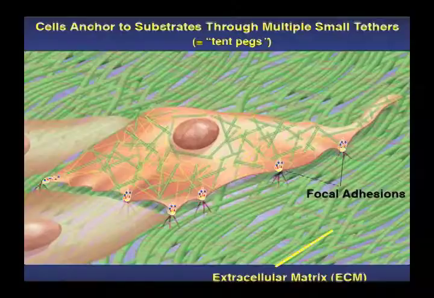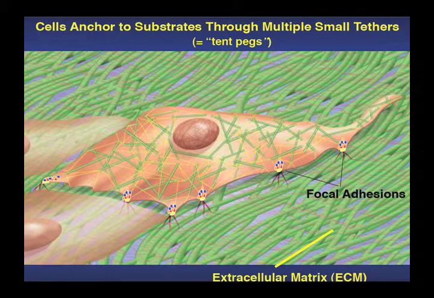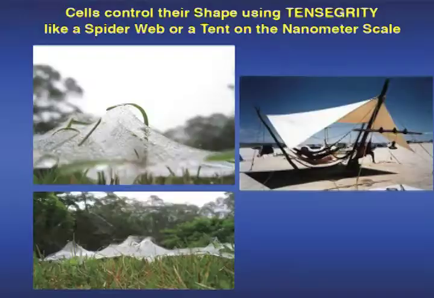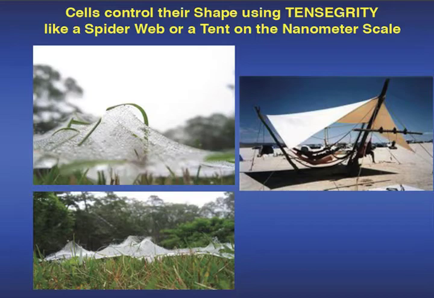And finally, there are the tent pegs. The cells are not glued to that matrix. They're spot welded in structures called focal adhesions. So cells really do control their shape using tensegrity, which is very much like a spider web or a tent, but on the nanometer scale.